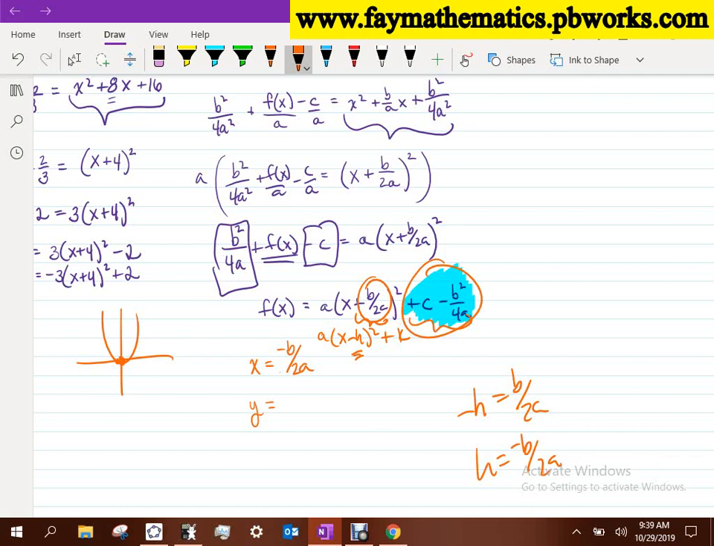Now, in any Algebra 2 textbook, any college algebra textbook, any textbook, you will never see c minus b squared over 4a as your y-coordinate. They're never going to give you that. You can use it if you want to.